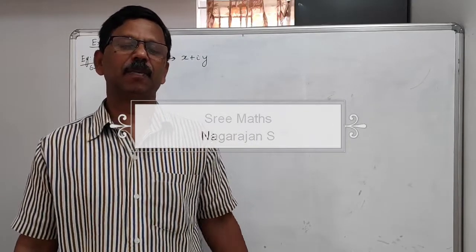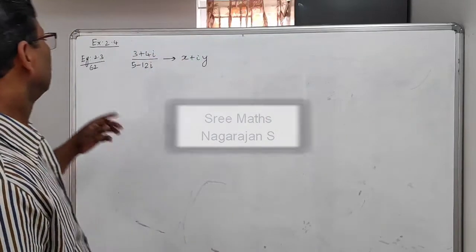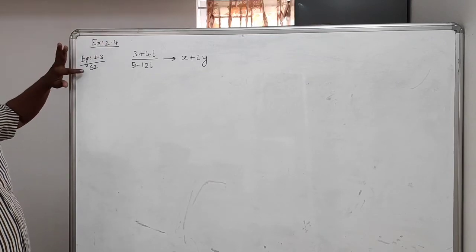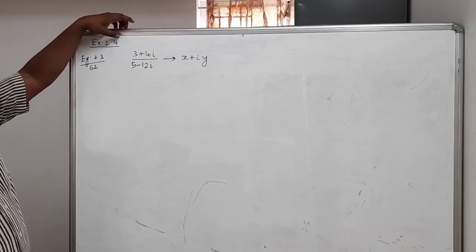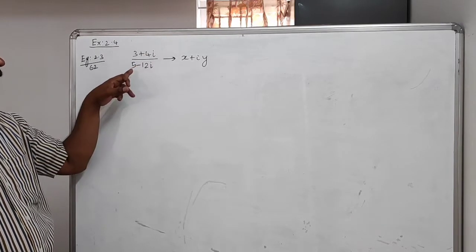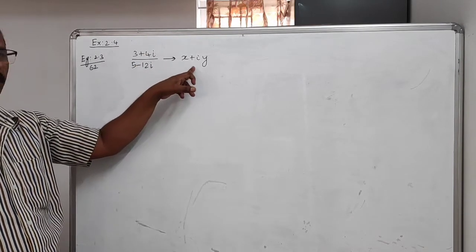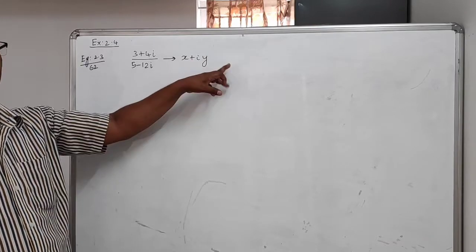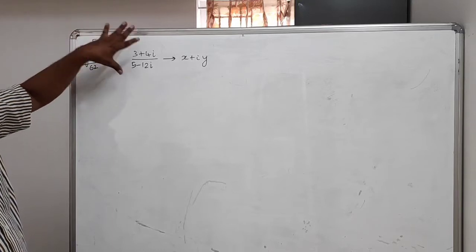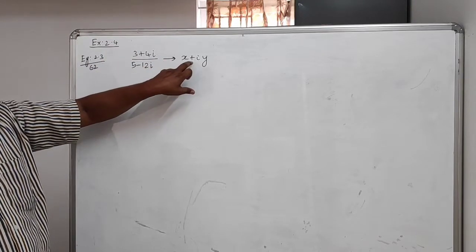Hello students, இப்போ நம்ம exercise problem பார்த்தலாம். See here, example 2.3 given at the page number 62 of exercise 2.4. The problem is you have to convert this (3 plus 4i) by (5 minus 12i) into the standard form, rectangular form x plus iy. Therefore, whatever be the number, you have to write this complex number into the rectangular form.